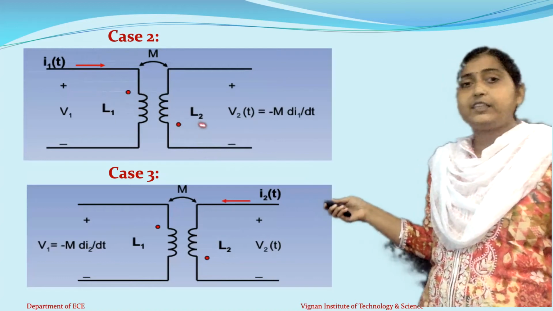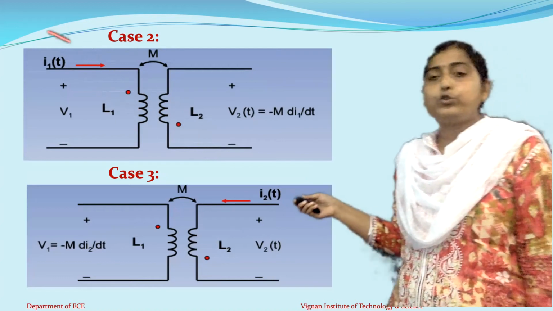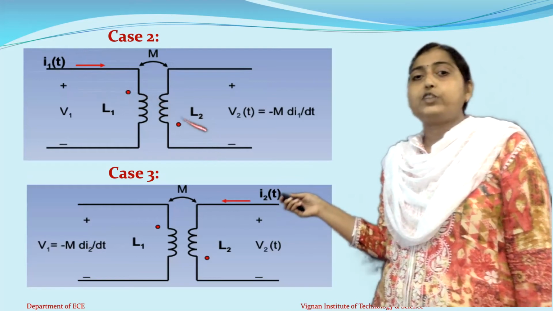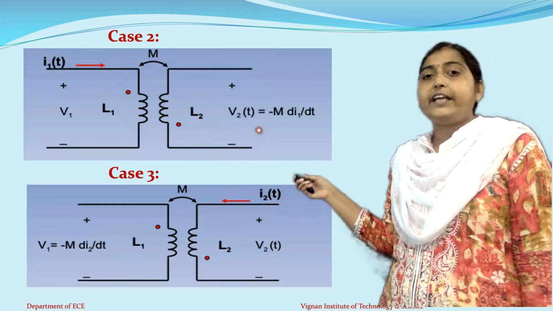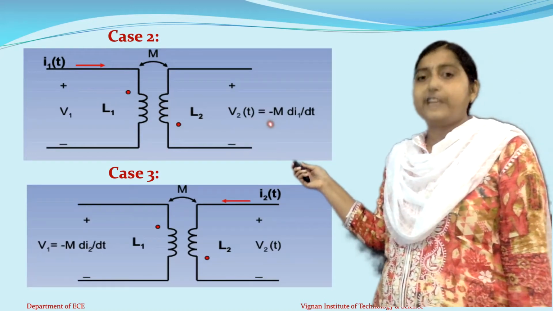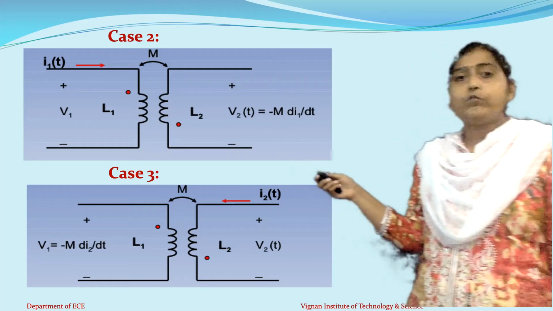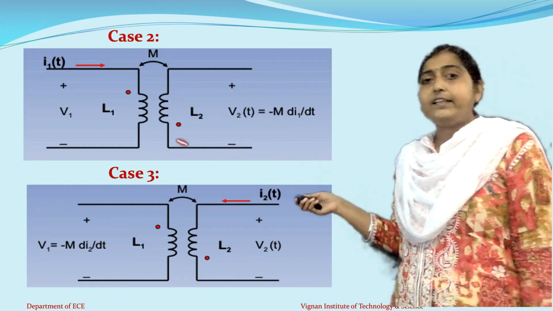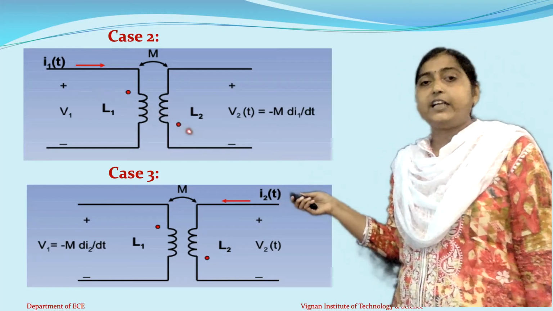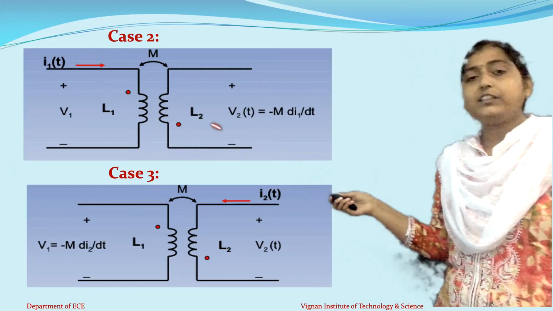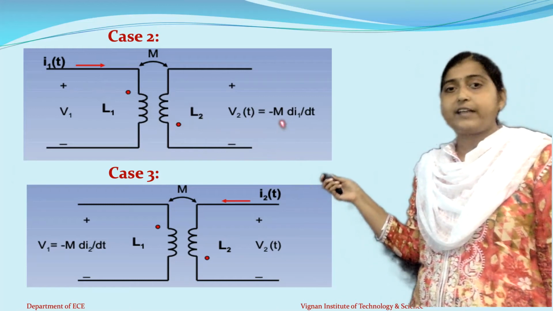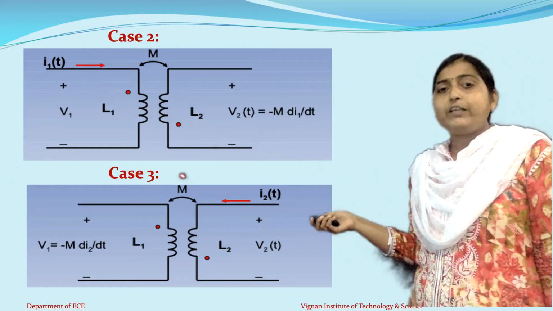That is the reason why the sign of the mutual inductance should be considered as negative. The polarity of the mutual inductance is considered as negative because the current in one inductance is entering the dot, whereas in the second coil the current is leaving the dot. Hence the polarity of the mutual inductance has to be considered as negative. Now coming to case 3.